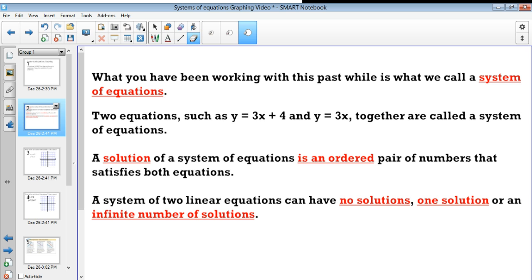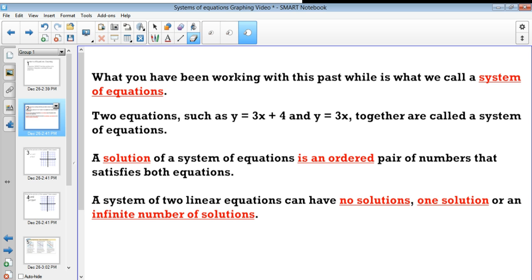So two equations are like y equals 3x plus 4 and y equals 3x. If I put those two together, that's called a system of equations. And I don't mean putting together through adding or subtracting or something like that. I'm just talking about those two equations are a system of equations.